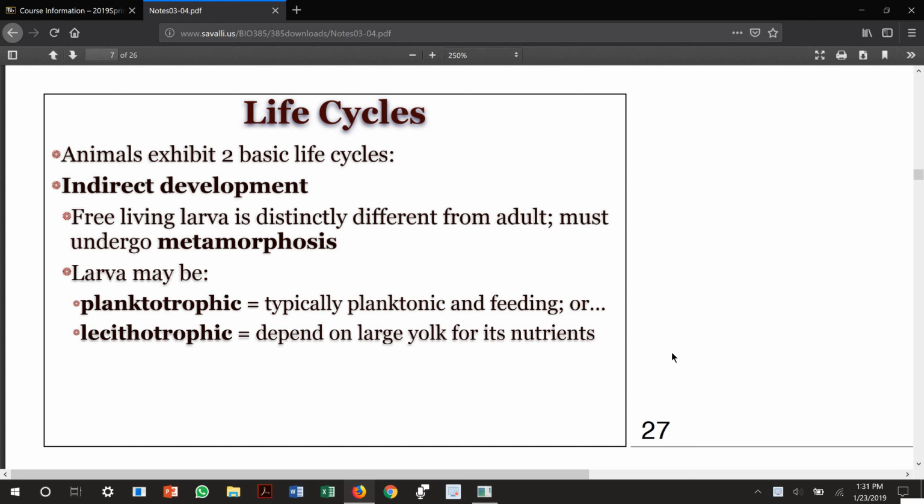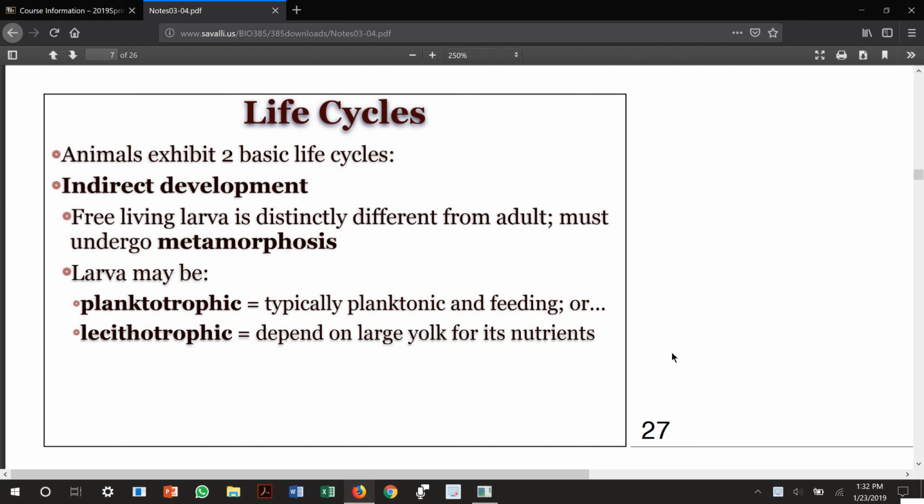At some point, that larva that doesn't often look anything like adults will have to undergo a fairly significant metamorphosis, a rearrangement of its body to look like the adult. So indirect development is you have a free living larva that doesn't look like the adult, but is nonetheless free living. Those larvae can be planktotrophic, and again, we're cutting out lots of terms here, but these are kind of the important ones. So a planktotroph, plankto meaning plankton, that means that's the stuff, the small little organisms, both algae and bacteria and animals that are up in the water column off near the surface.